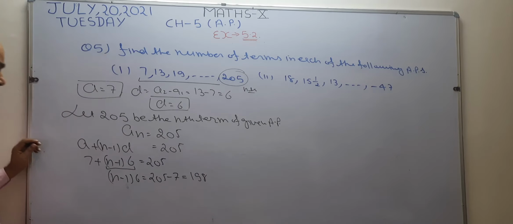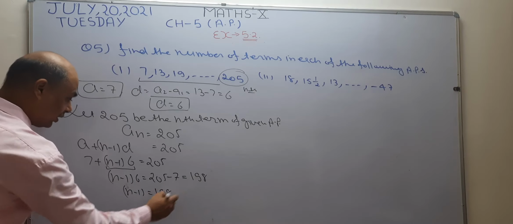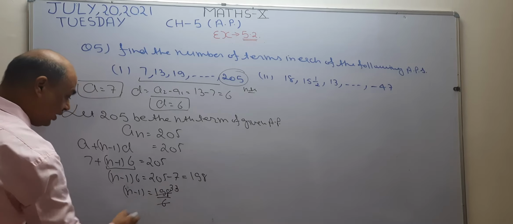Okay, 198. So the value of n minus 1 becomes 198. This multiplication number is going to divide this term. 6 3s are 18, 6 3s are 18. So this becomes n minus 1 equal to 33. So the value of n becomes 33 plus 1. 33 plus 1 how much? 34. So the last term of the AP is 34.